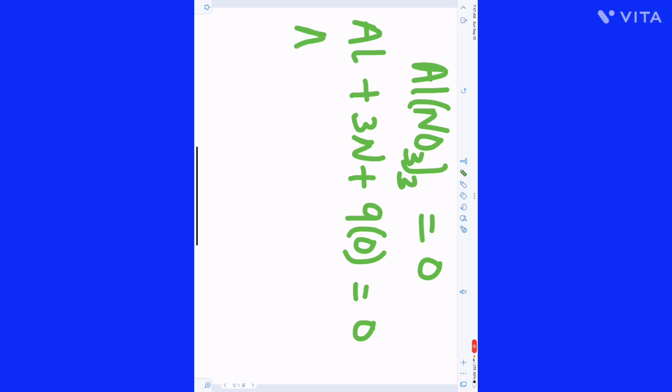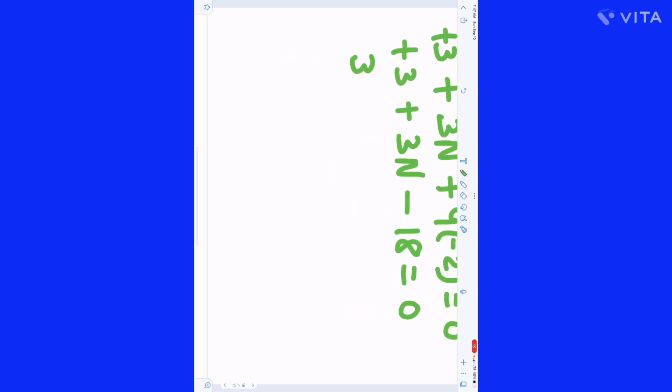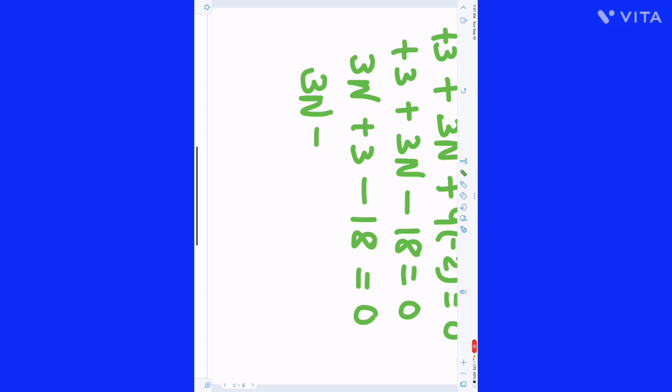Al, aluminum is a group 3 element, so its charge is +3. So +3, +3N plus 9 times -2 is 0. So +3 plus 3N minus 18 is 0. That's 3N plus 3 minus 18, which is 0. That gives us 3N minus 15 is 0.